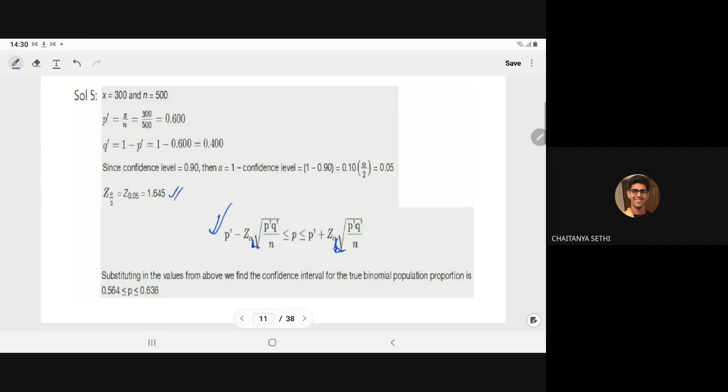So the confidence interval for the proportion is P dash plus minus Z alpha by 2 root of P dash Q dash upon N. When we put in the values, P dash is known to you, 0.6 from the sample, Q dash is 0.4, N is equal to 500, Z alpha by 2 is 1.645. So this confidence interval will come as 0.564 and 0.636. So this is the way to determine the confidence interval for the proportion.